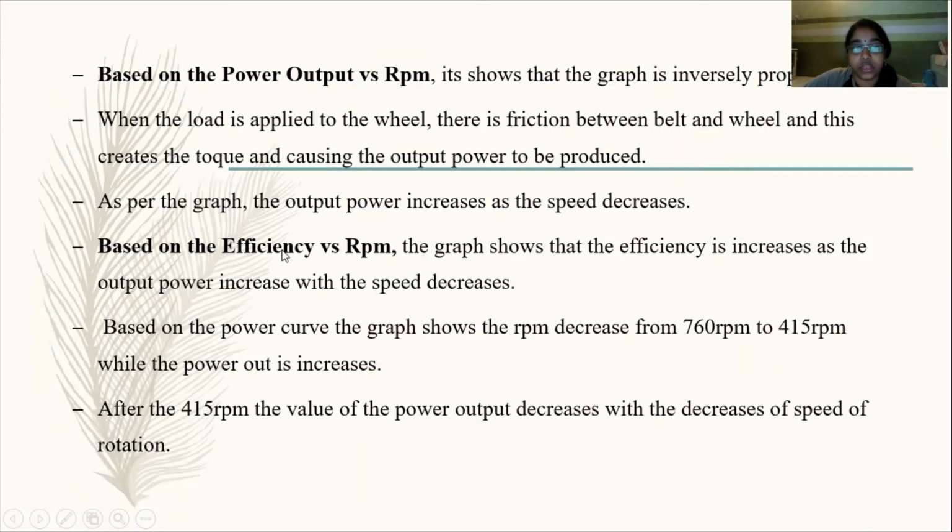Based on the efficiency versus RPM graph, it shows the efficiency increases as the power output increases while the speed decreases. Based on the power curve graph, the RPM decreases from 760 RPM to 450 RPM, while the power output increases. After 450 RPM, the power output decreases as the speed of rotation decreases.